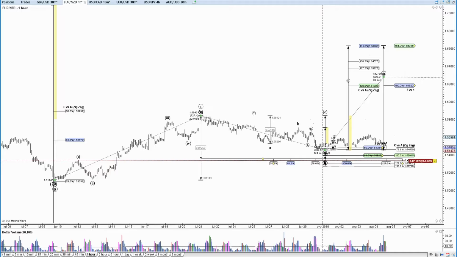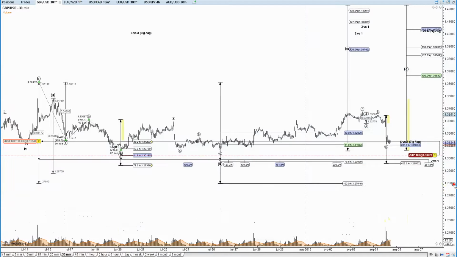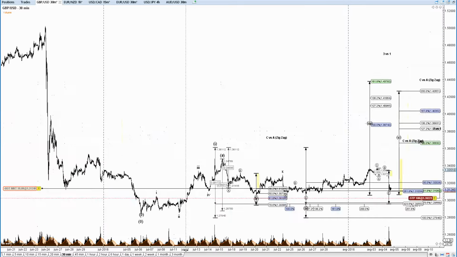So this is the update for Euro New Zealand. It's still holding this currency pair, still holding the buying position. Stop loss all the way below the 1.5330 area is my stop loss. And the new position I established basically is this GBP/USD.